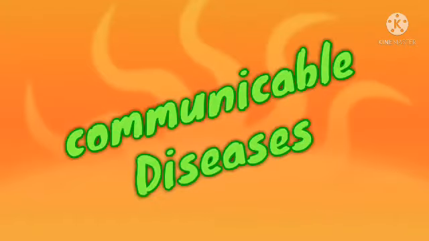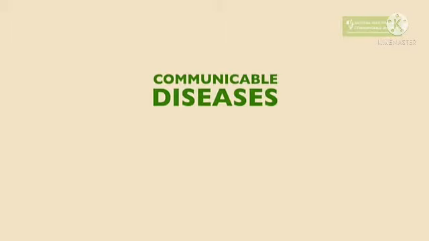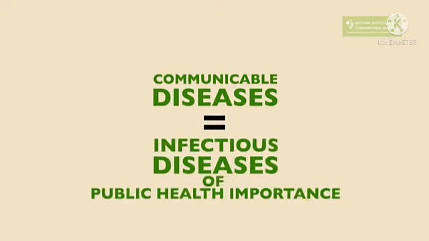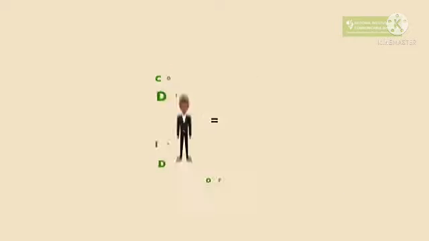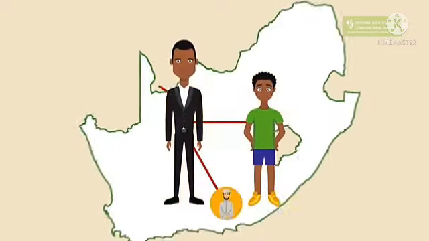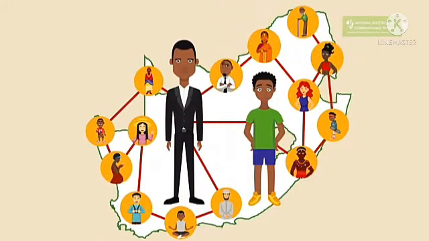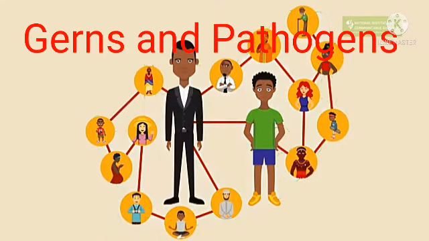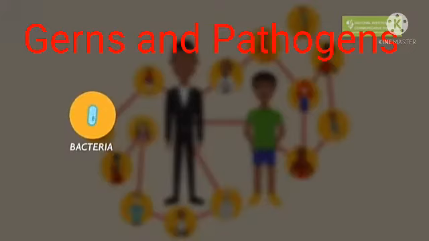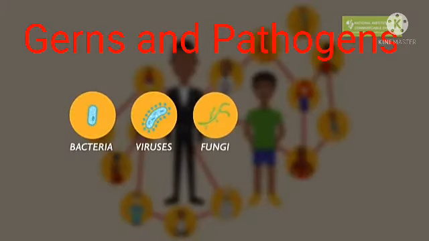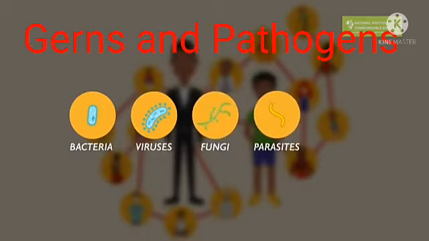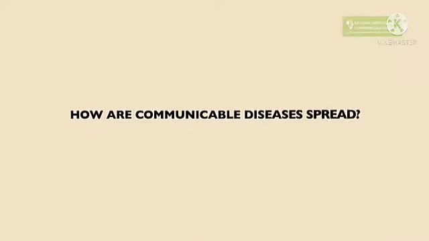Today, you will be learning communicable diseases. Communicable diseases are diseases that can be spread from an infected person to another person. Communicable diseases are also called infectious diseases. Communicable diseases are spread through germs and pathogens such as bacteria, viruses, fungi, parasites, and toxins.